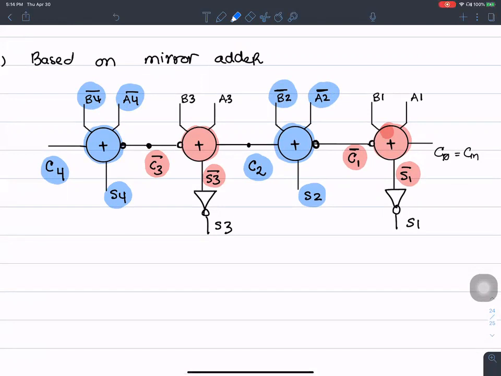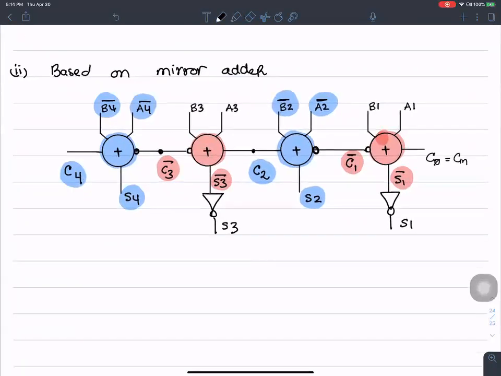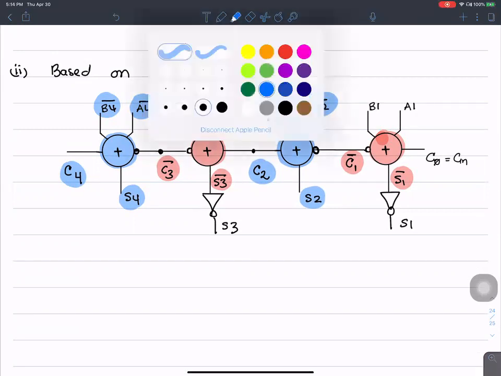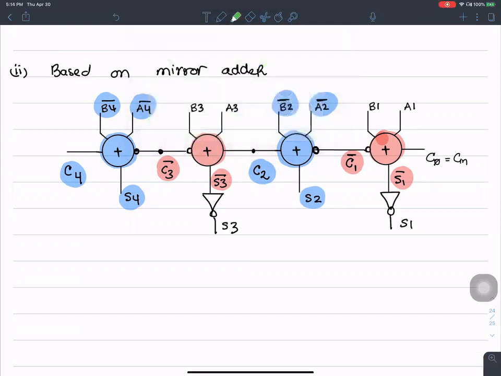Okay, so when I pass complemented inputs, the resulting outputs are uncomplemented. So that's the architecture topology of a ripple carry adder based on mirror adders. Each of these configurations is a mirror adder. Now, the really cool thing about the mirror adder is that the delay in the critical path is reduced.